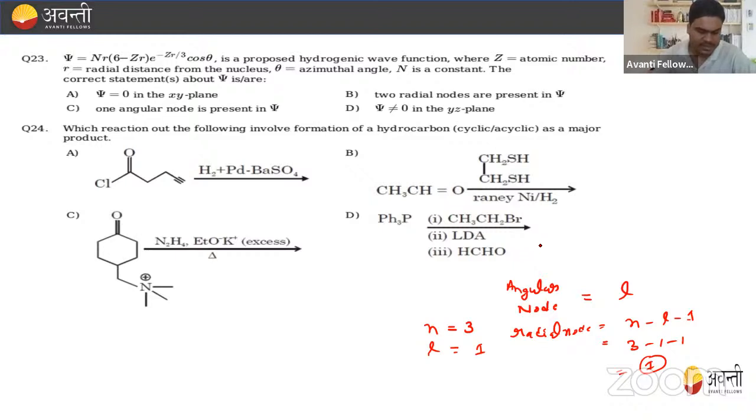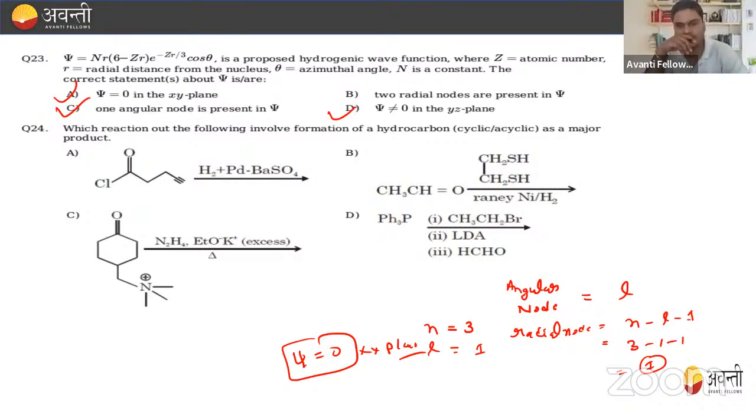Okay. Now, the angular node is 1 and the radial node is 1. So the total number of nodes, n minus 1, is equal to 2. So the function psi is 0 in the xy plane. Right. So which option is correct? That is options A, C, and D. So A, psi is 0 in the xy plane, one angular node is present in the yz plane. Right. One radial node is present in this. So options A, C, and D are absolutely correct.